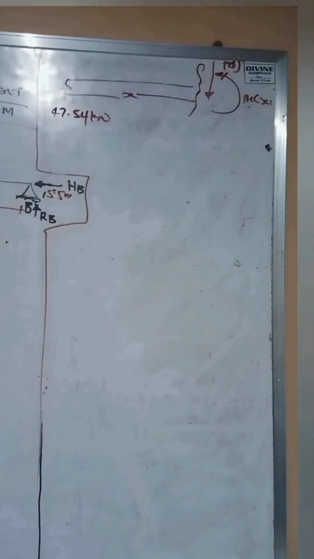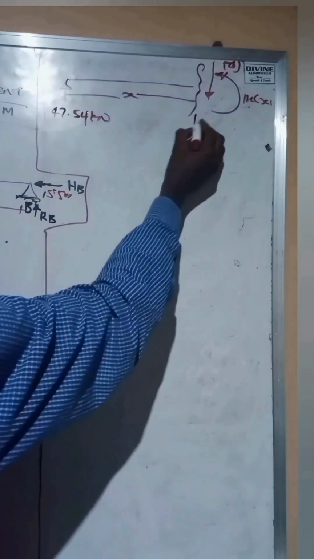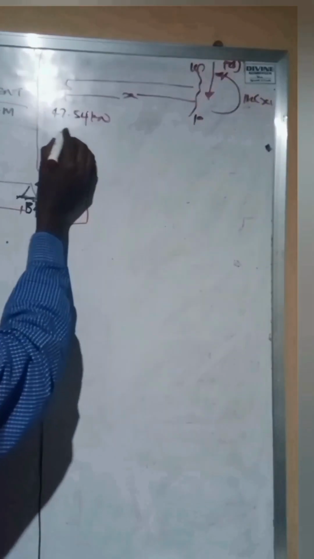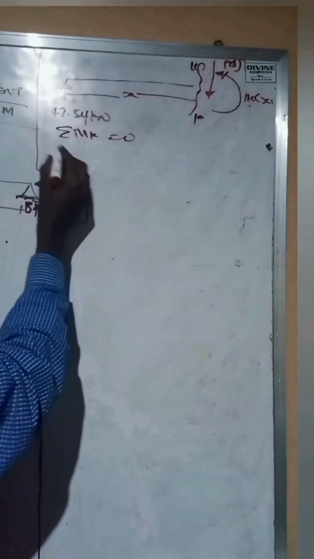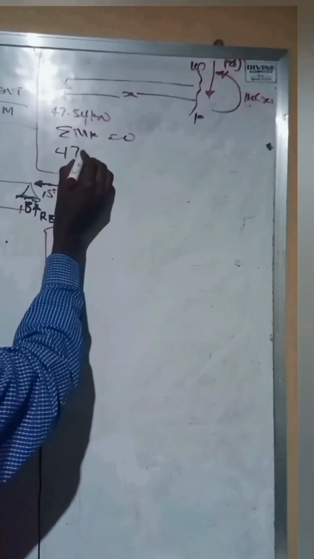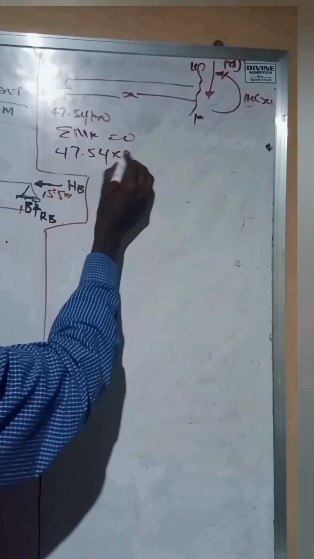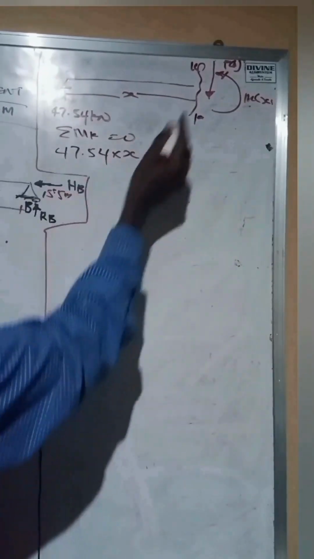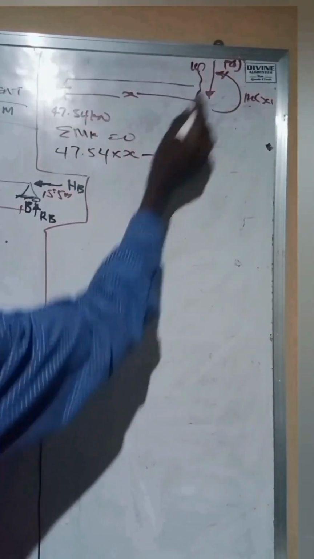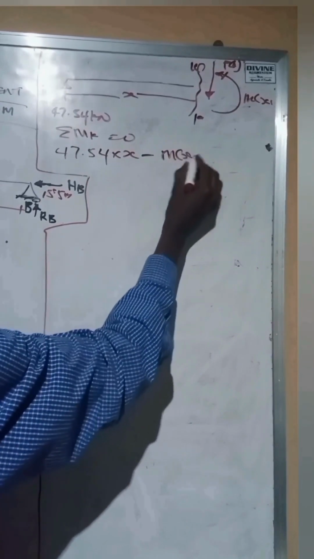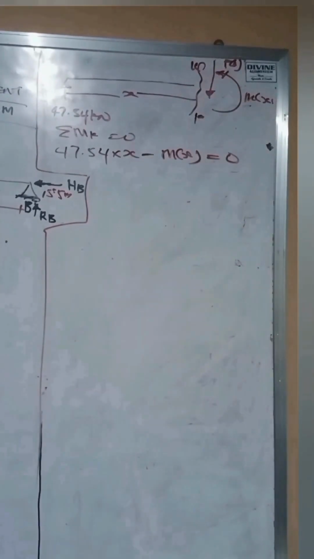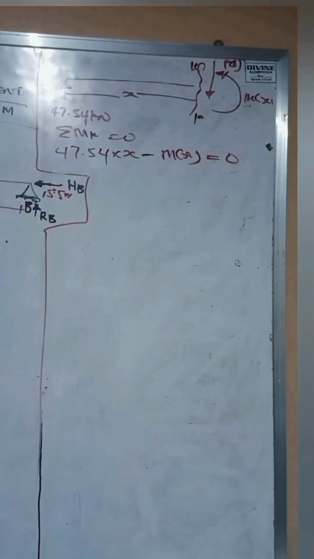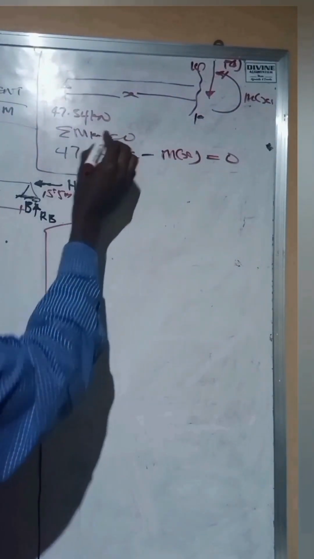So quickly, the next thing we are going to do is to take moment about the point K. If we say summation of moment about K is 0, we are going to have 47.54 times X, which is the distance from here to here. And we have a moment here, which is M of X, equal to 0. This force will not participate because it's already at point K. So, all right, point K.